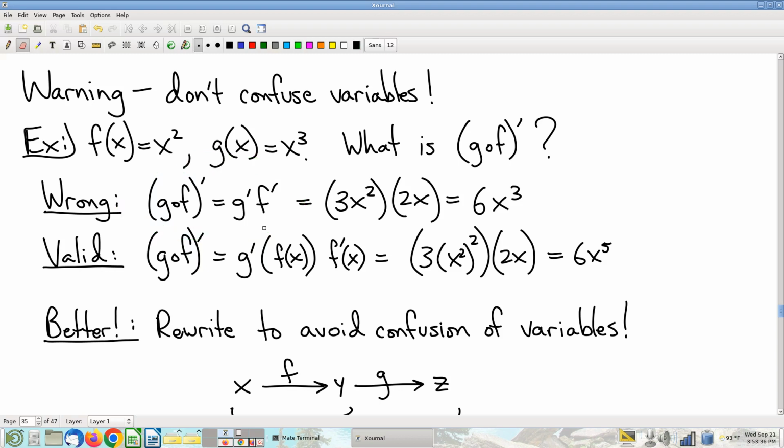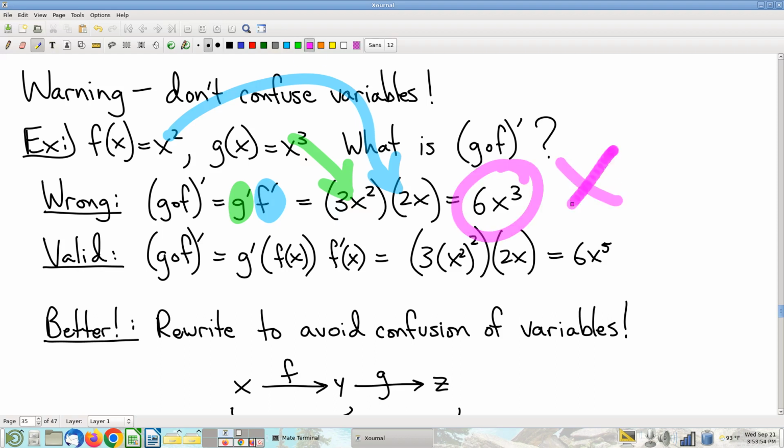And these are easy derivatives to take. What is g prime? I want to take the derivative of x cubed. Great, that's 3x squared. What is the derivative of f? What is f? The derivative of x squared is 2x. And you can multiply that out, and you get 6x cubed, which of course is wrong.